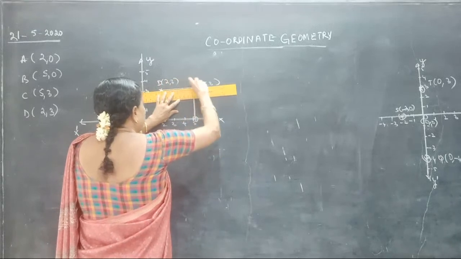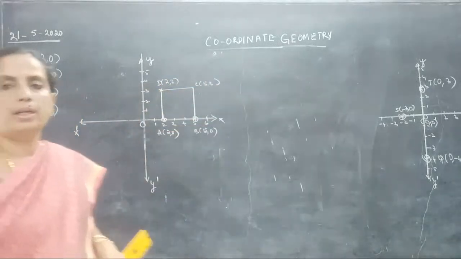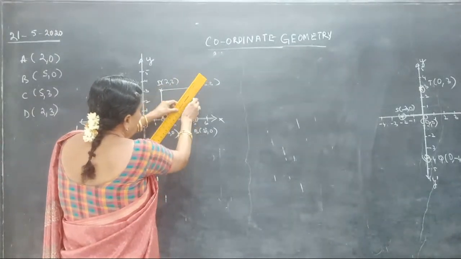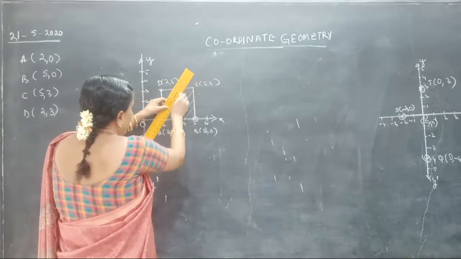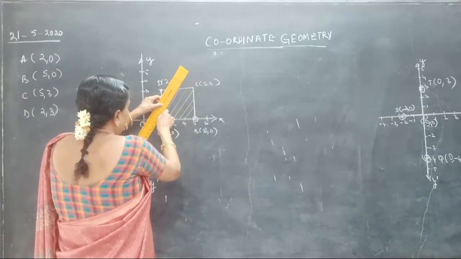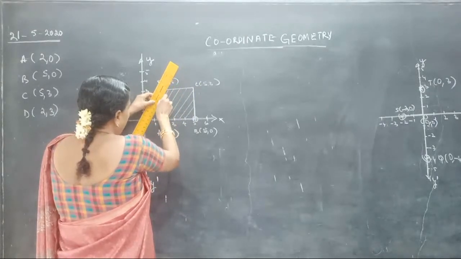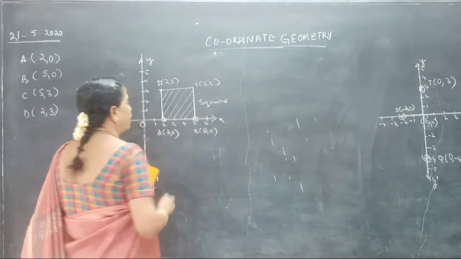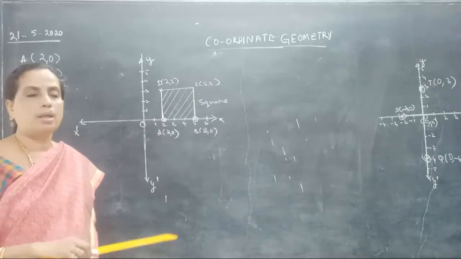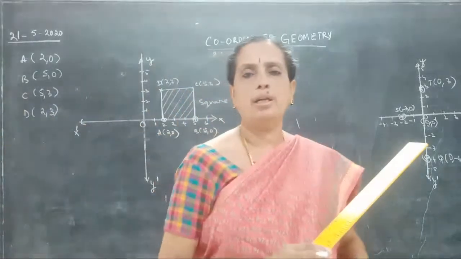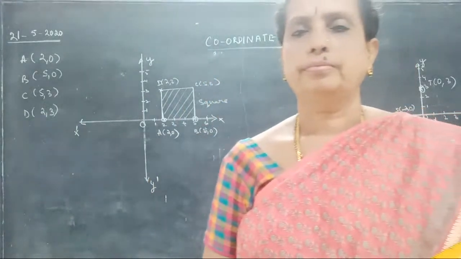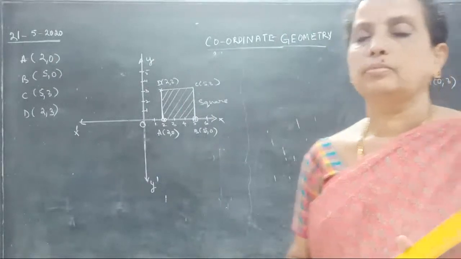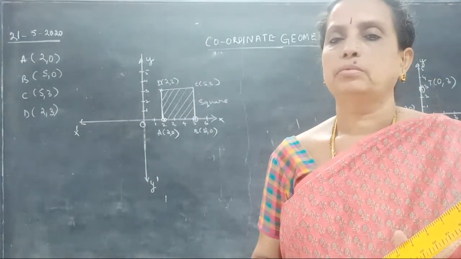Just check which figure you will get. Name the figure so formed and also shade the region bounded by these points. This is the figure. What name can you give for this figure? It is a square. ABCD is a square formed by joining the given points in order. Is it clear?